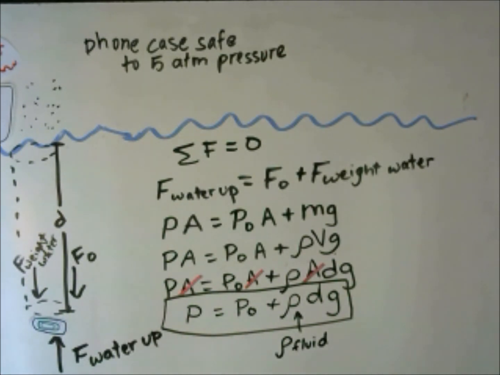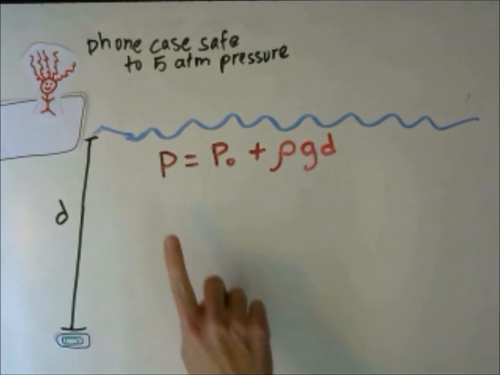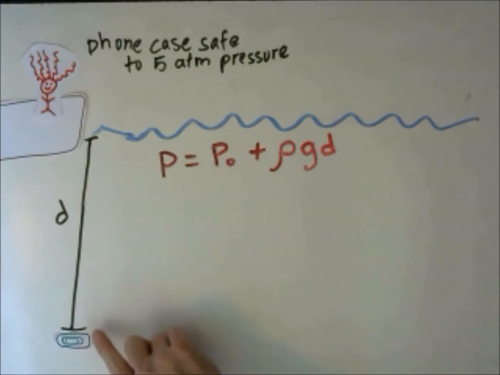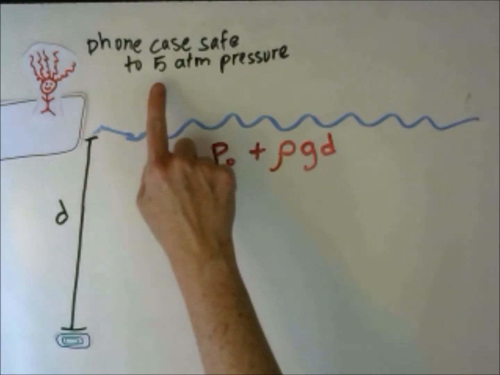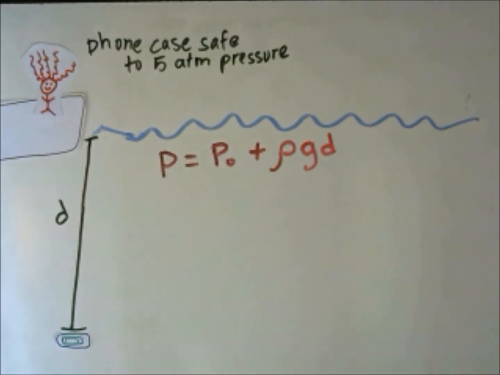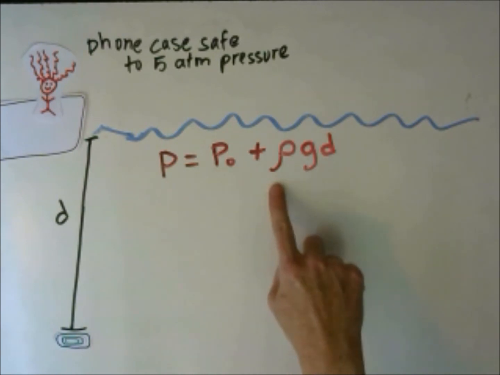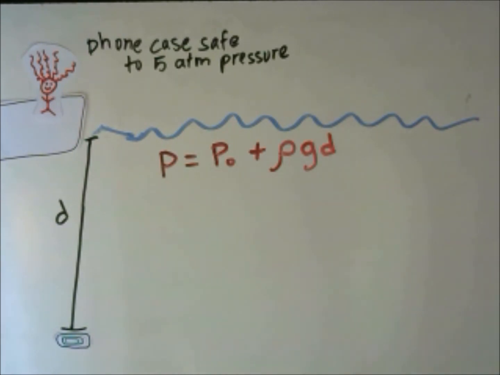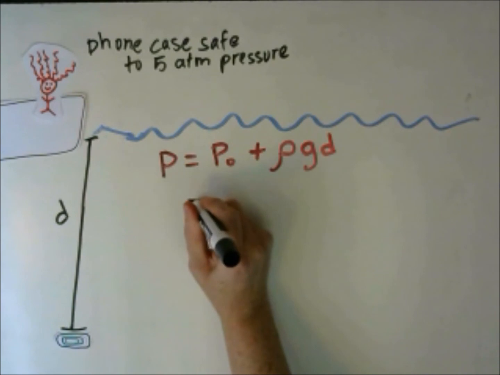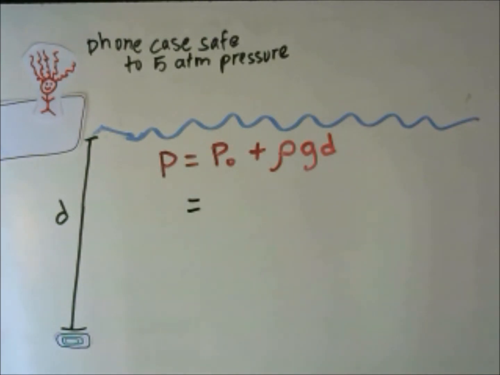Now let's see if Francine's phone will make it. Here's our equation. We want to find the pressure at this point, because this pressure can't be more than 5 atmospheres, because that's all that's safe. So we're going to have atmospheric pressure plus rho g d. Atmospheric pressure is 1 atmosphere. In this case, we're going to be using a depth in meters, so we're going to use our atmospheric pressure in newtons per meter squared.